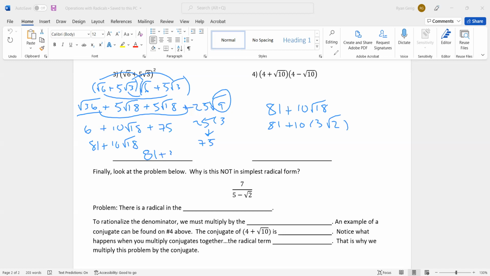plus 30 radical 2. A lot of steps, a lot of things to check for, but nothing difficult, hopefully. As long as you understood everything before this, like every lesson before this, you should be able to do that.